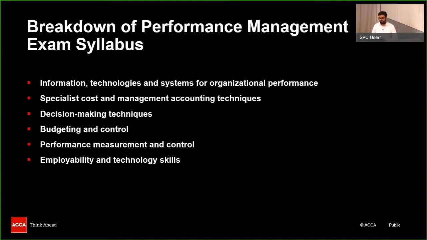So these are the 6 syllabus areas we discussed. 5 of these are testable in the exam.